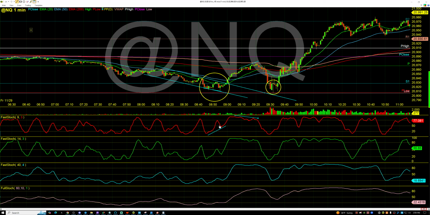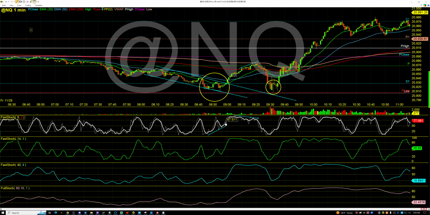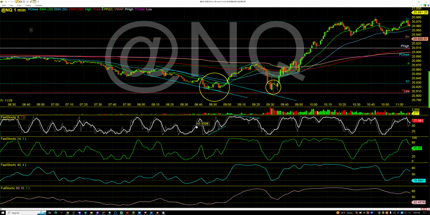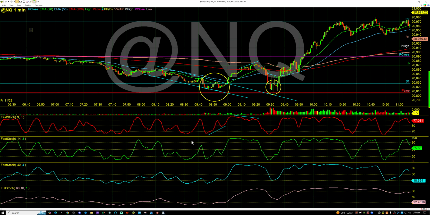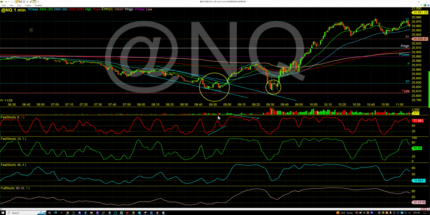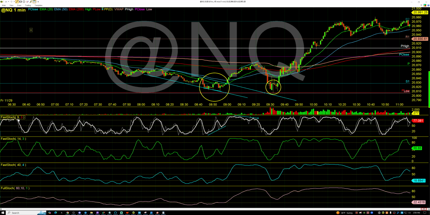This is our stochastics. Our stochastics are measuring internal momentum in the trade. And the way the formula works, it's just comparing each candle to the previous candles and plotting it on a line from 0 to 100. It represents a ratio of where the price is closing on the range of how many candles we're looking back on, 9.